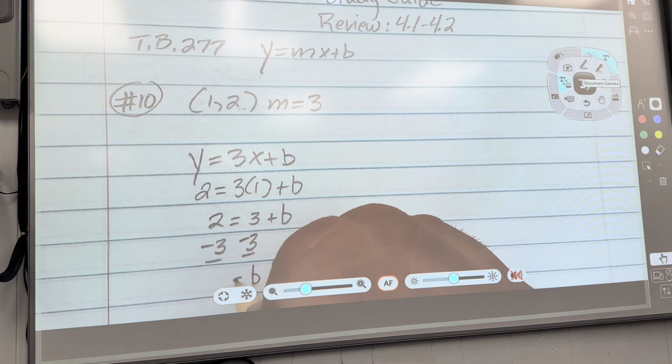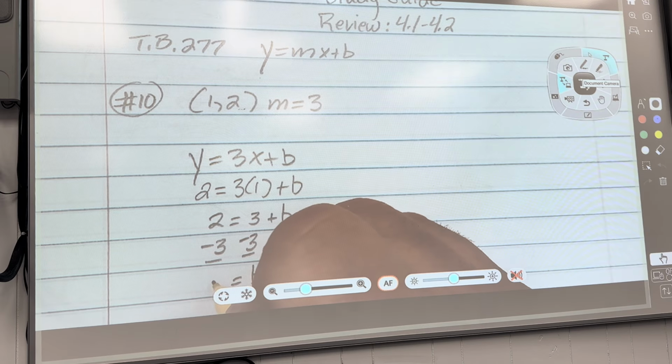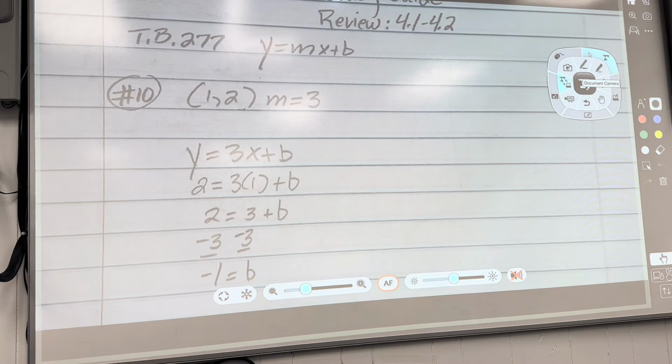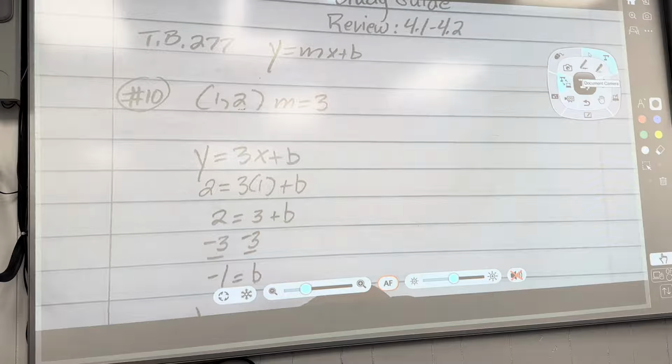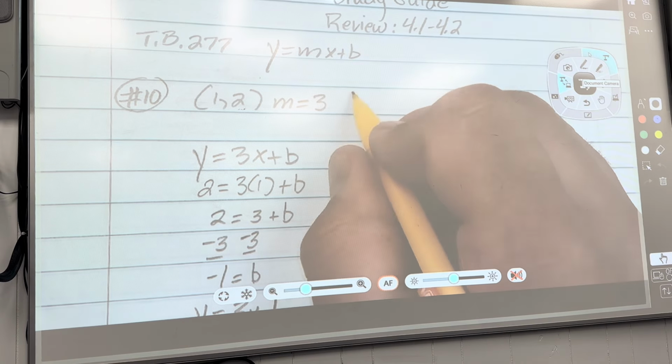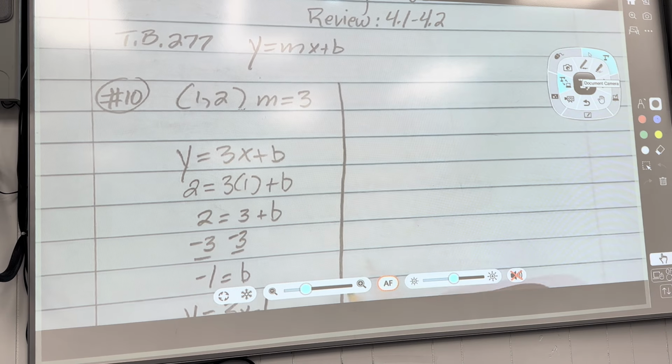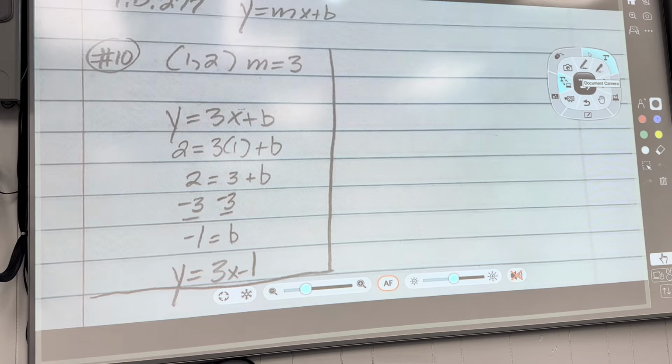And b equals -1, I believe. Might check my work. I think it's -1. Put it all together. Y equals 3x minus 1. That is a review on how to write an equation in slope-intercept form. I'm pretty confident we got that down pat.